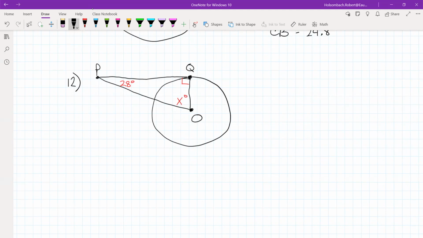All right, so we know that the two acute angles in a right triangle sum to 90. So we take X plus 28, make it equal to 90, and subtract 28 from each side. So our X in this case is equal to 90 minus 28, which is 62 degrees.